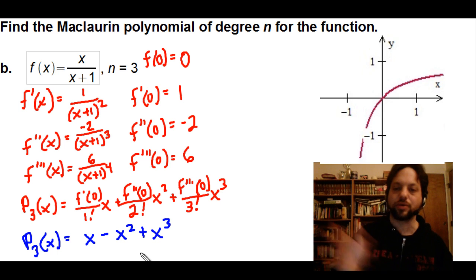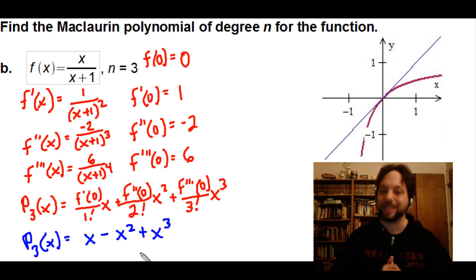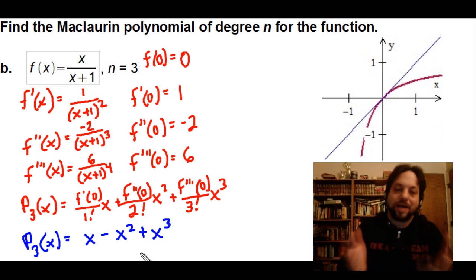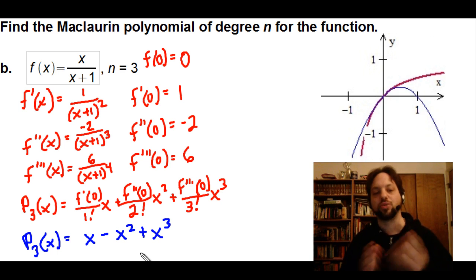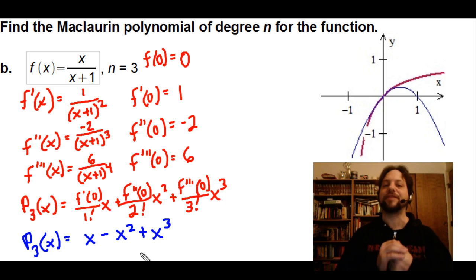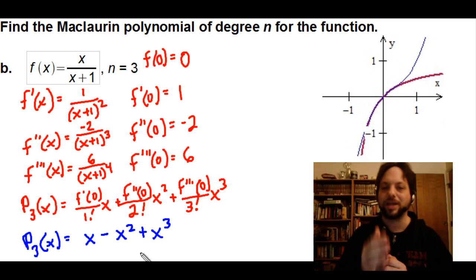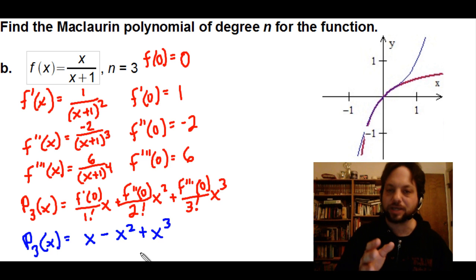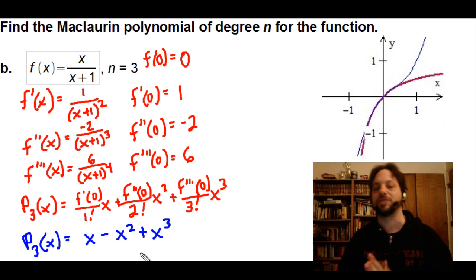So here is the graph of my original function. You can take a look at it just like before. Here is the graph of my linear approximation. Again, this is just y equals x. And here is my quadratic approximation, y equals x minus x squared. You can see it's a better approximation. And finally, here's where we end up, our cubic approximation, y equals x minus x squared plus x cubed. You see it's a pretty good approximation right around where x equals 0.